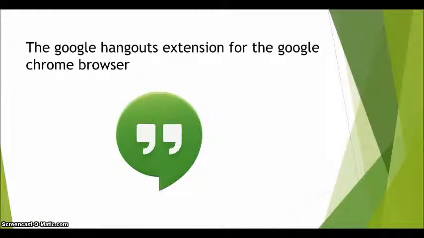Next, if you have Google Chrome installed and a Gmail account, we need to make sure that you have the Google Hangouts extension for the Chrome browser. This can be done by just Googling Hangouts extension. It should be the first result that pops up, and it's just a little add-on that'll come with your Google Chrome browser. When it's installed, it'll have a little icon in the upper right-hand corner of your screen that looks like this green speech bubble here.